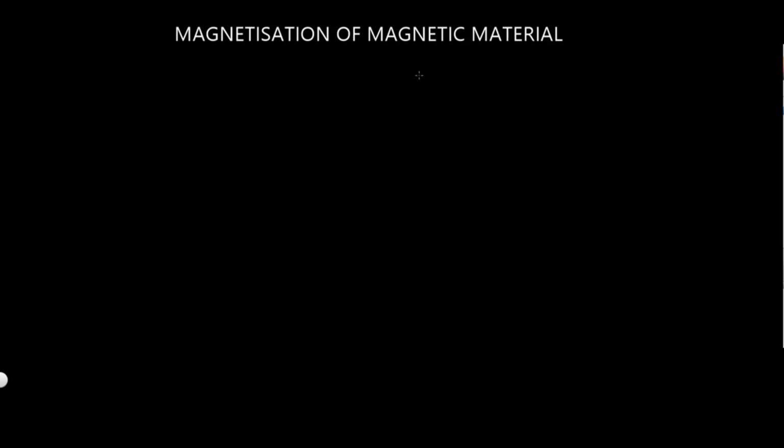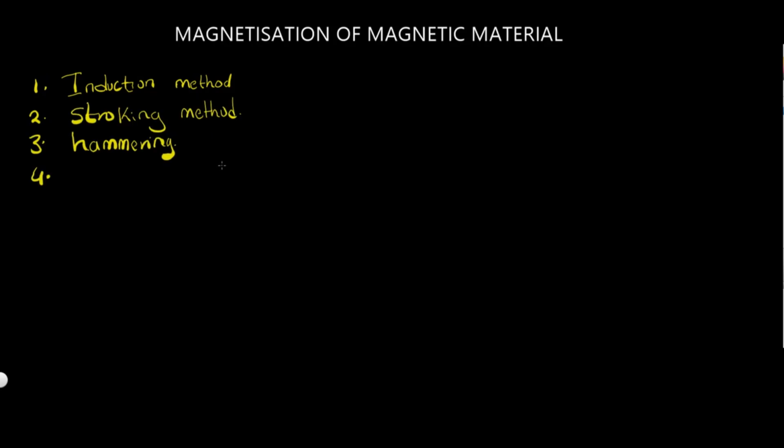We have four methods of magnetizing magnetic material. One, we have the induction method. Two, we have stroking. Three, we have hammering. And four, we have the electrical method. These are the common methods of magnetizing a magnetic material. Let us discuss them all one by one. First of all, we will start with the induction method.